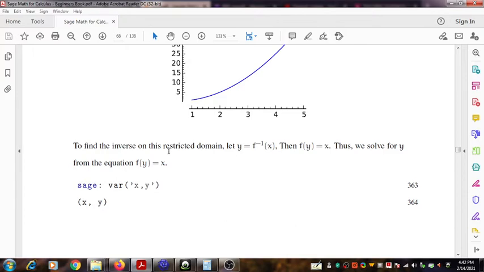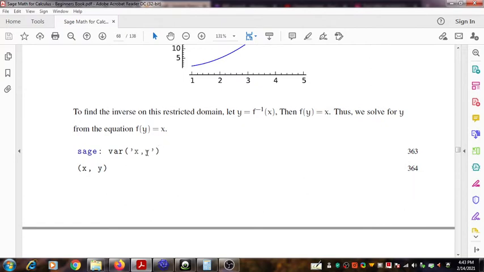Then we have f(y) equal to x. This is the procedure. We assume y equal to f inverse x, and therefore based on this assumption f(y) equals x, and thus we solve for y. We want the values of y, so we solve the equation f(y) equal to x for obtaining the value of y.